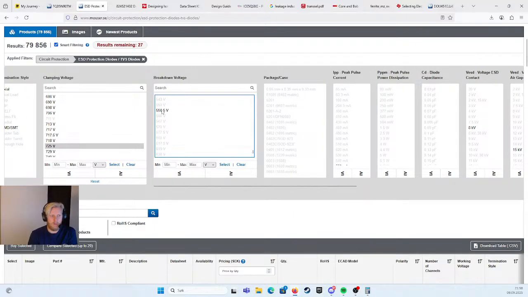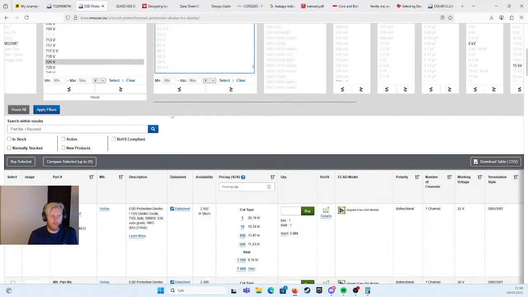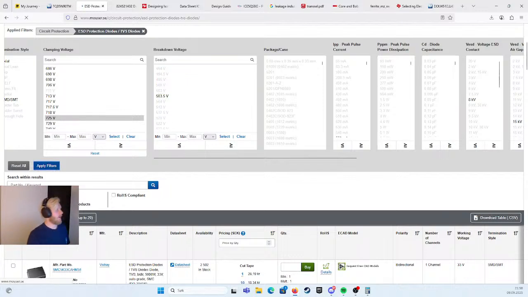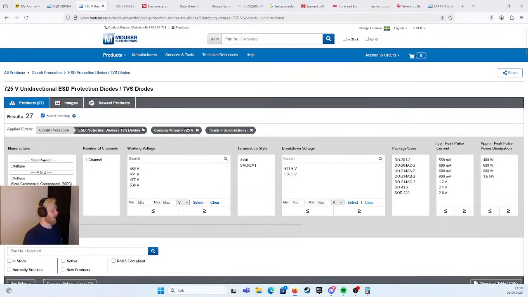And here, still quite high breakdown voltage, in case you have to keep that in mind, but we don't really have to, as far as I understood. Okay, 27, we have a working voltage. Working voltage.